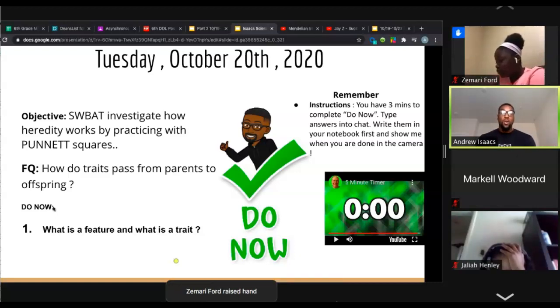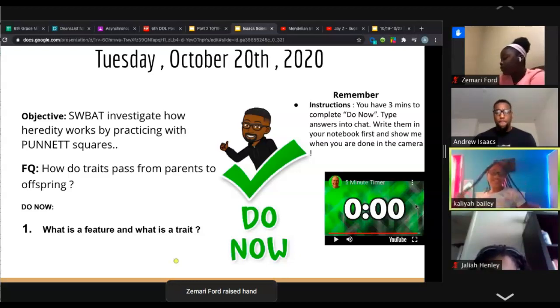Whereas traits are the type or the way you describe it, right? So please explain to me what traits are. Traits are like people.